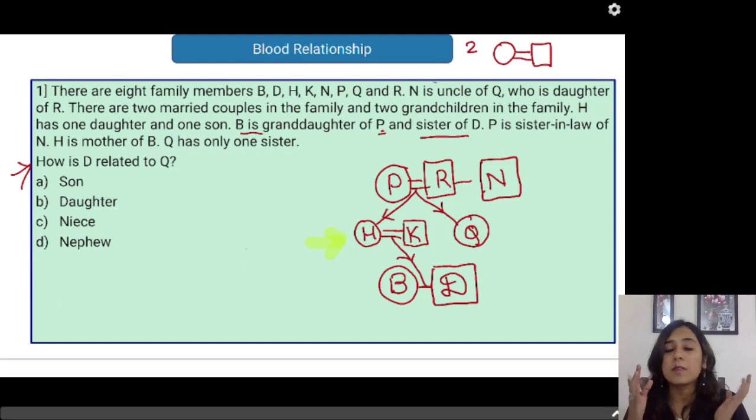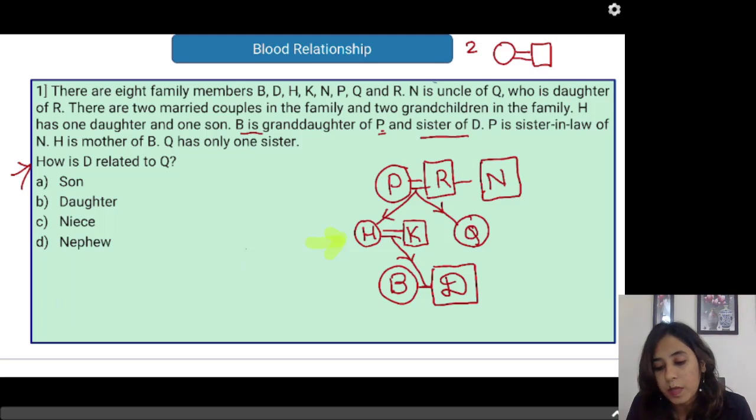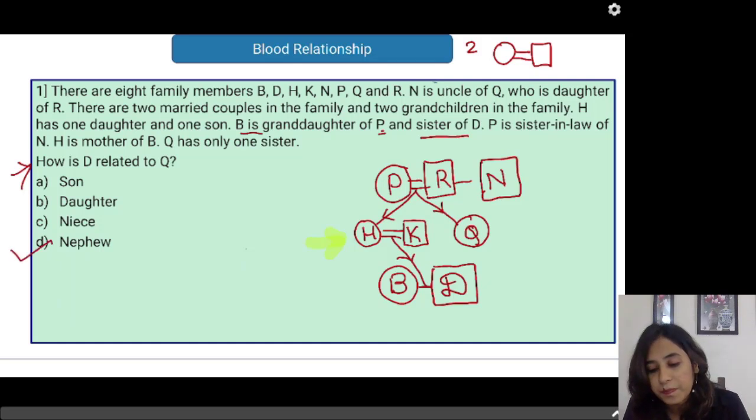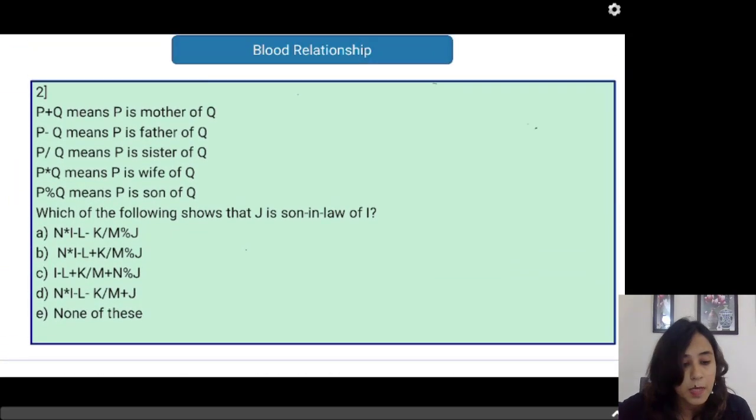And there are going to be 3-4 questions which will be related with this family tree. Please check if you have got the same family tree. How is D related to Q? Okay, so Q is a daughter and D is her nephew, because D is the son of Q's sister H. So D is the nephew of Q. So guys, there are going to be 3-4 other questions related with this, but we are just going to see one particular question because we don't have that much time now.